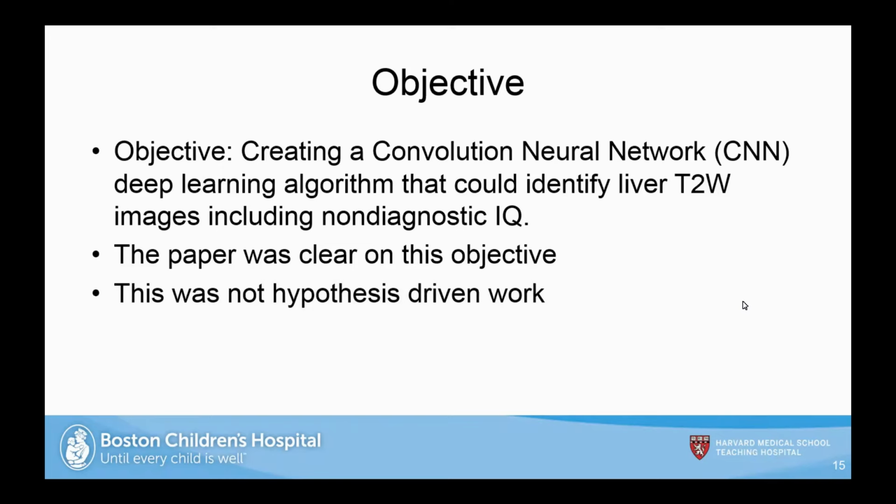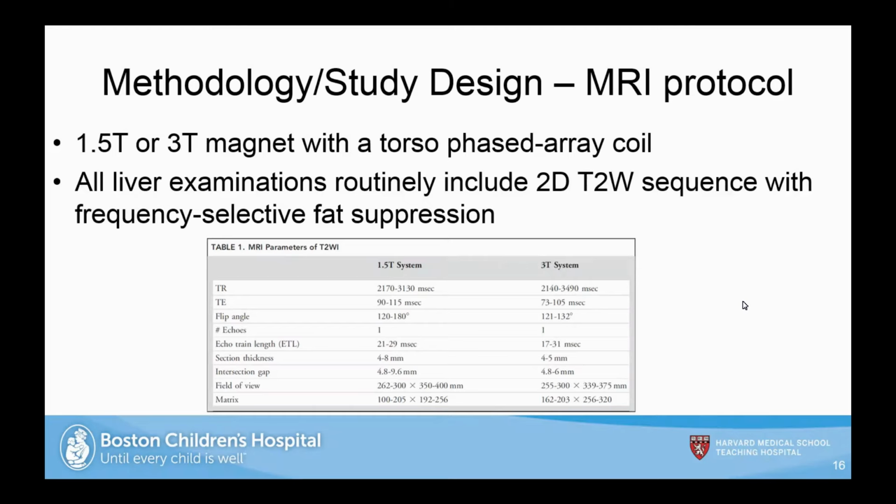The paper, as I mentioned, was clear on this objective, and I don't think this is a hypothesis-driven work. So just to go into the study design, for the MRI protocol, the patients were scanned on a 1.5T or 3T magnet with a torso phase array coil. All liver examinations routinely included 2D T2-weighted sequences with frequency selective fat suppression. So these are typical parameters. I looked it up. These are typical parameters that are used to scan for liver lesions.